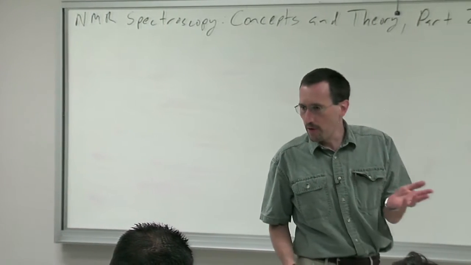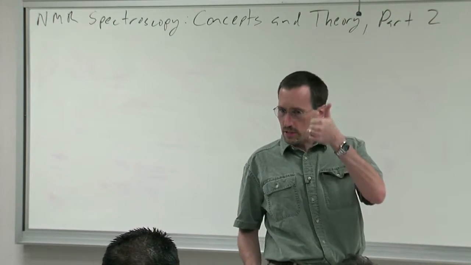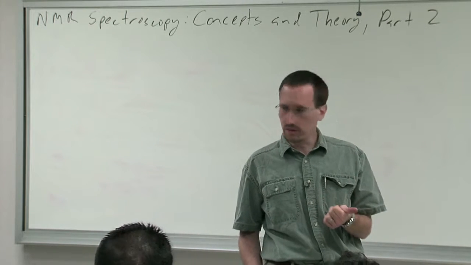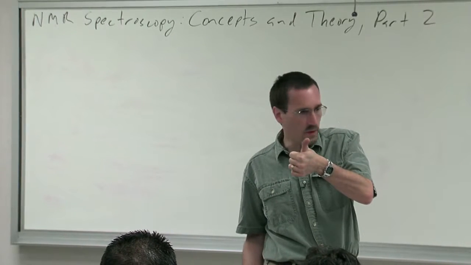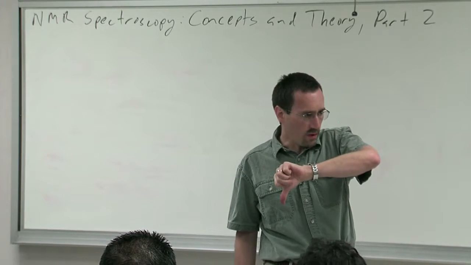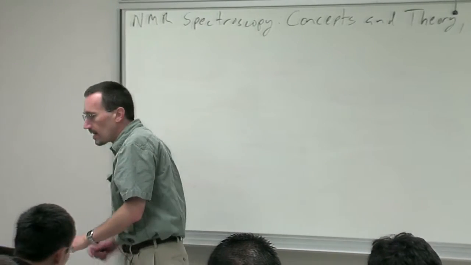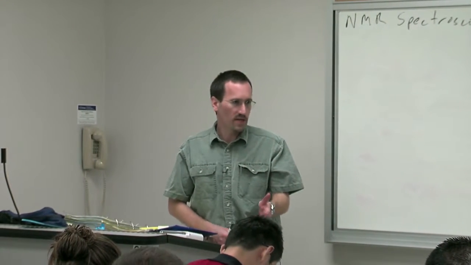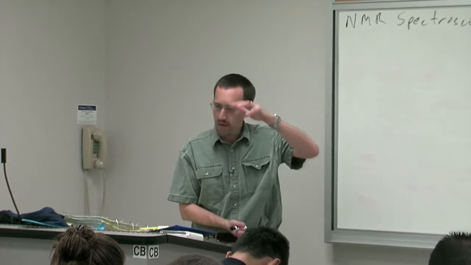All right, so when we last left things, we had said that there are two spin states for a dipolar nucleus like a proton or C13. There's spin up and spin down, and if you have an applied magnetic field, there's a small energy difference between the spin up state, what we're calling the alpha state, and the spin down state, what we're calling the beta state.